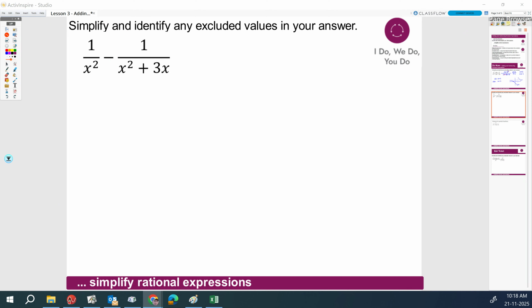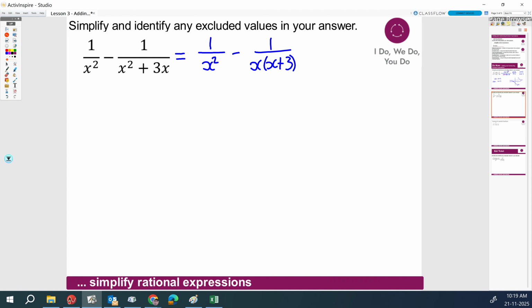Okay, so here on this one, we're asked to simplify and identify excluded values. So the first thing we need to do is decide on a common denominator. In order to decide on a common denominator, you start off by factoring. You're going to have x squared minus 1 over x bracket x plus 3. So we can look and see what the factors are going to be.